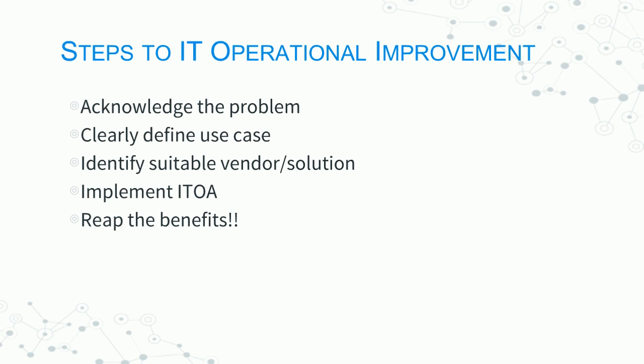So based on what I've said and what I've read, the steps to IT operational improvement and revenue benefit are: you acknowledge that you have a problem. You acknowledge that quite possibly you're not being as efficient as you could be with your data analysis and your log monitoring, your KPIs and stuff like that. Clearly define your use case. What is it that you want to be monitoring and to analyze more clearly?